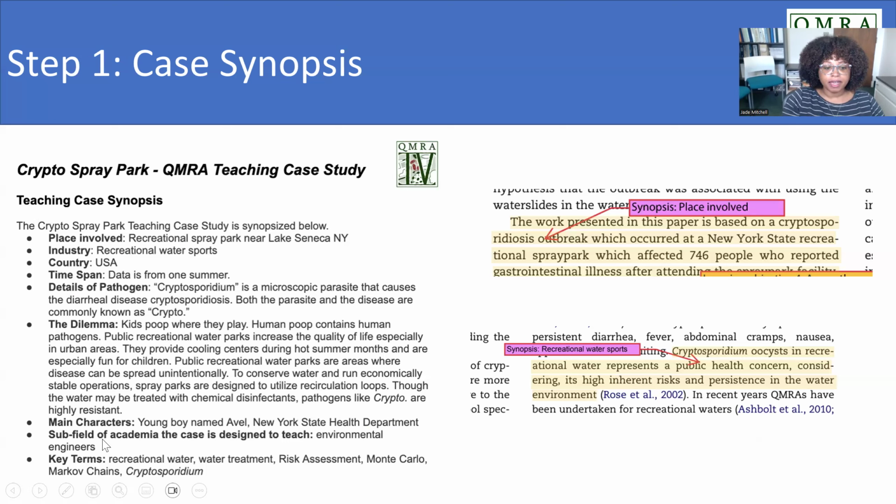We identify a subfield of academia that this case study is designed to teach. This is the target audience. There may, again, be several different target audiences where this particular teaching case study may be useful, but initially we want to start with one particular audience and then potentially move on to others. There are some key terms. These should be similar to those included in the research case study publication.